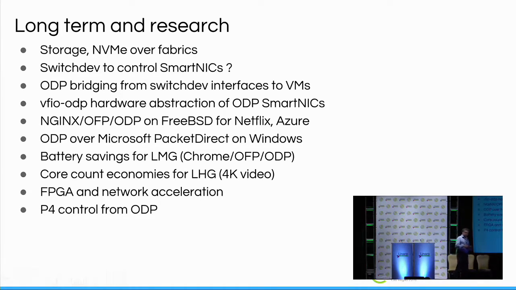So as I said, OpenDataPlane can be rich, and for NVMe over Fabrics, there are no reasons why we wouldn't create something here, as the performance of flash systems is such that you may need millions of IOPS on the block side to be pushed on the network.